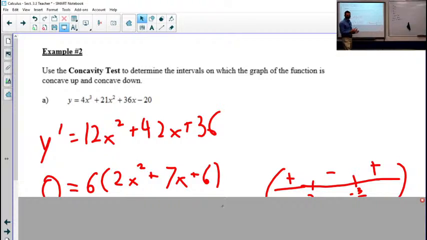You're going to set that second derivative equal to 0, and then you're going to use those as points to make a chart to figure out where that derivative changes direction from positive to negative. Except this time, the positive is going to tell you it's concave up, the negative is going to tell you it's concave down, and if it changes direction, that point will be a point of inflection. That's the idea here.